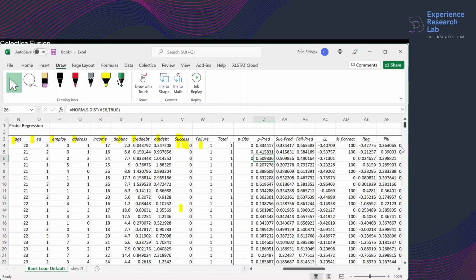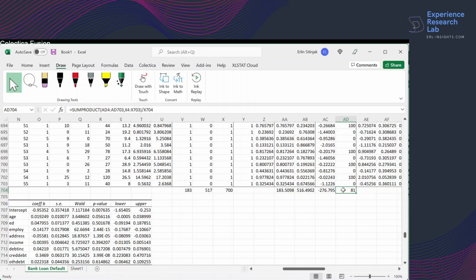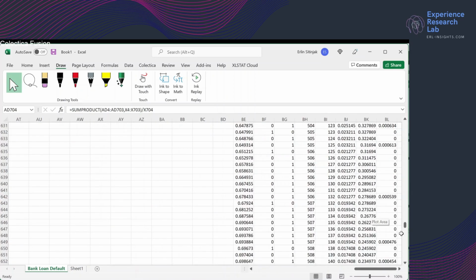Now if I scroll down to the last row of this table, I can see that the model correctly predicts 81% of the observations. The question is, is it possible to improve the accuracy of the model prediction? And to answer the question, I'll quickly go back to the classification table and briefly talk about the type 1 and type 2 errors.